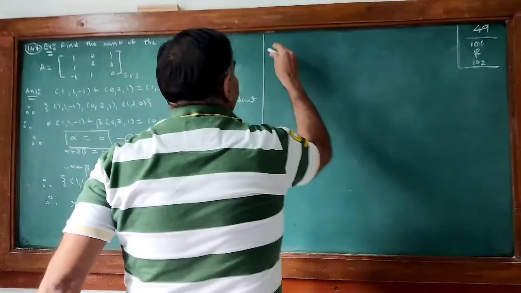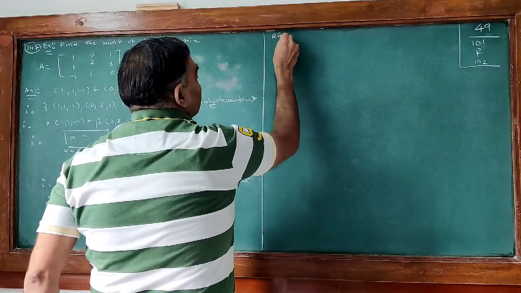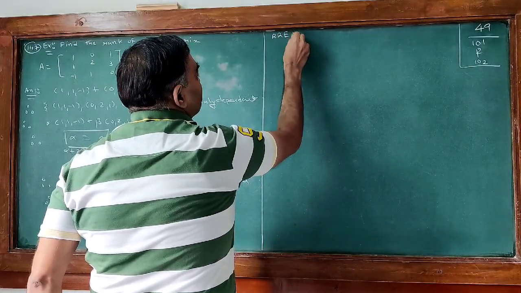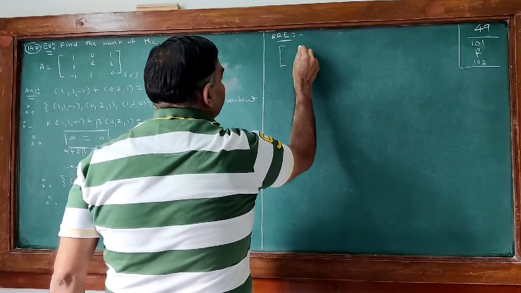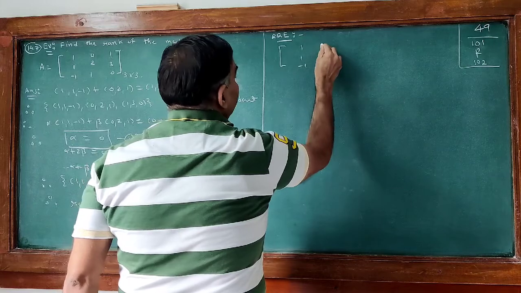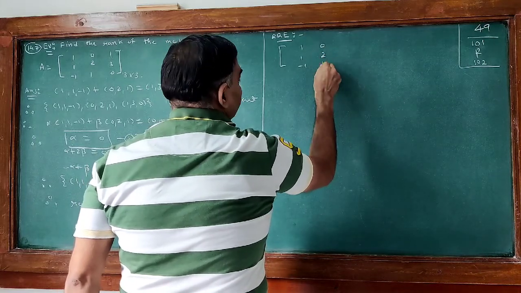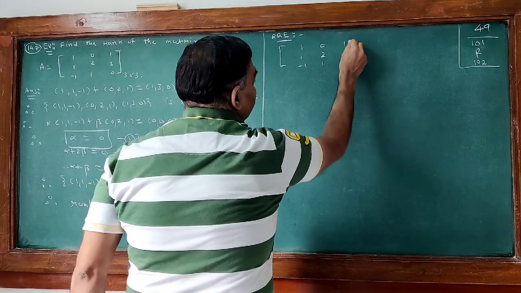Row reduced echelon form. 1 1 minus 1, 0 2 1, 1 3 0.